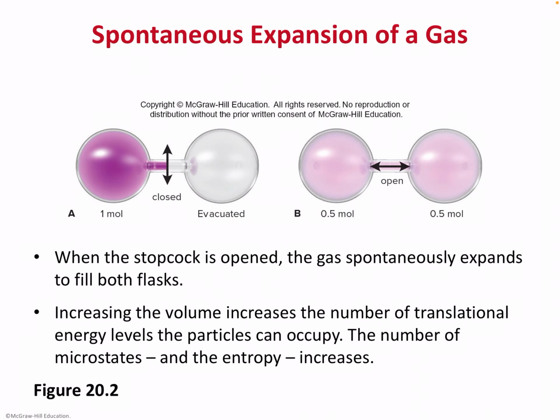Now, this is an example of spontaneous expansion of a gas. Let's say you have 2 flasks and the gas is confined to this part and then the valve is closed. When the stopcock is opened, the gas spontaneously expands to fill both flasks. Now this is closed, so you open it. When it opens, what happens? The gas will go through this tube and fill up the other part as well and then become equally distributed.